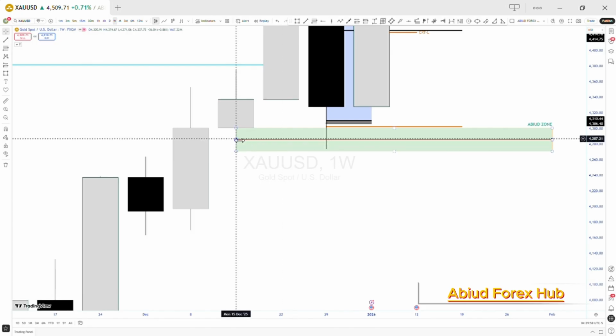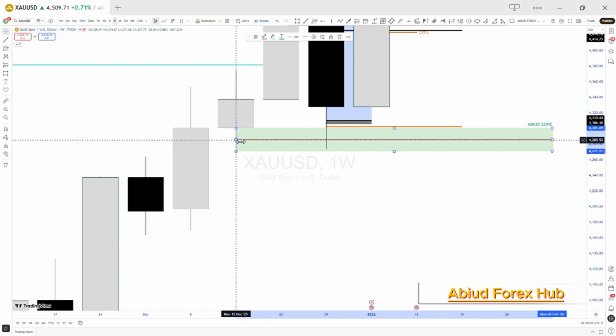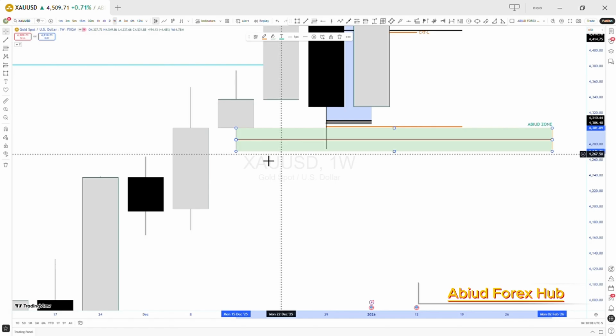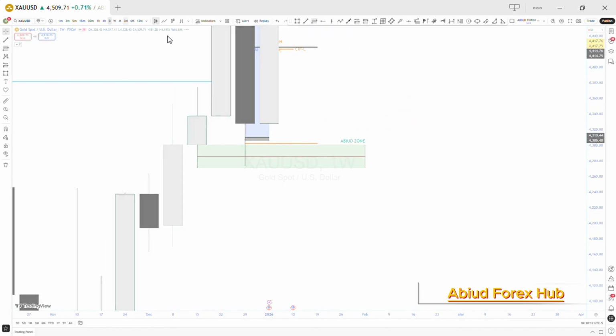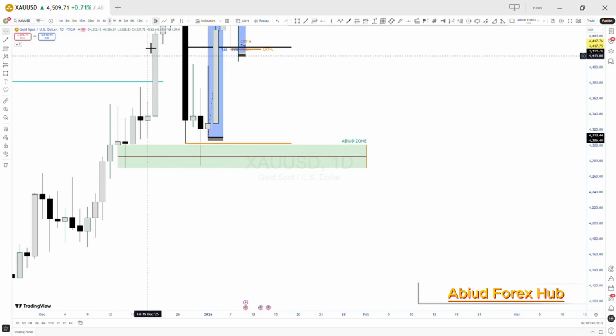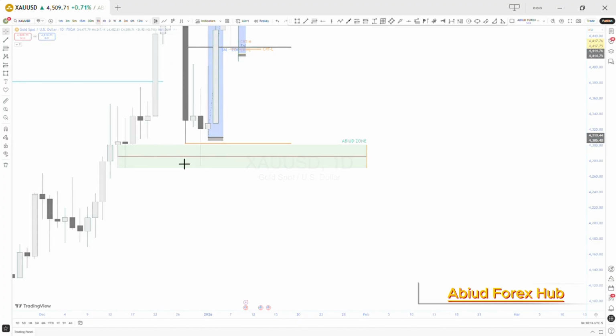This rejection block here on this weekly time frame. We have this rejection block here, and also that's where we enter. Now we set our key level, and then from there we have our daily. Then we go to the 1 hour.